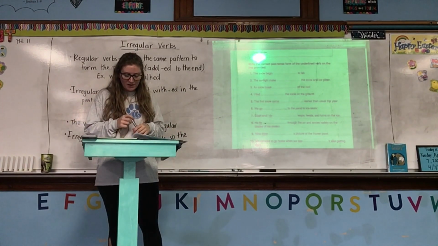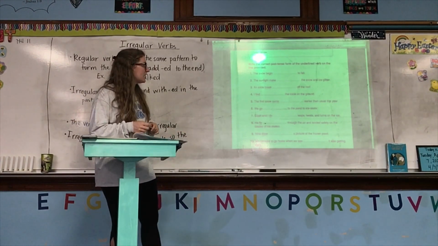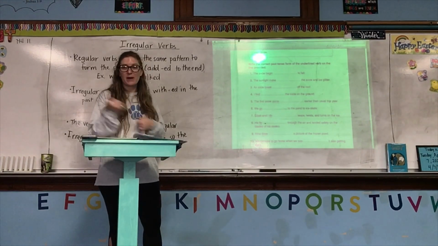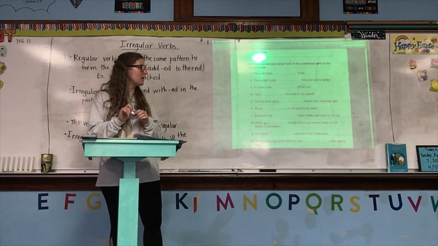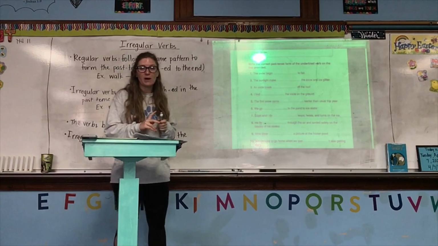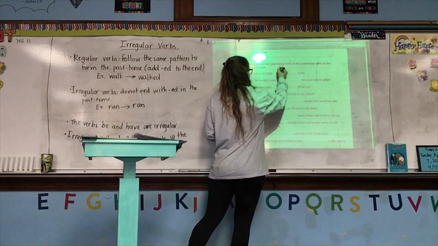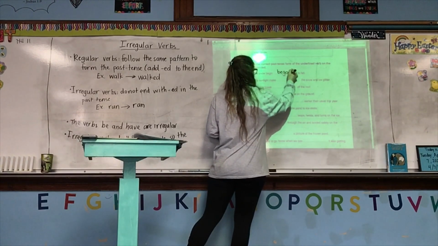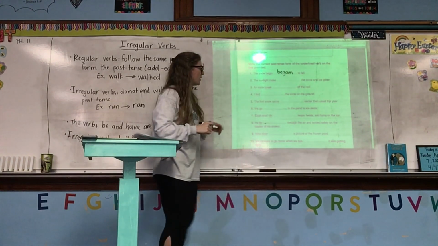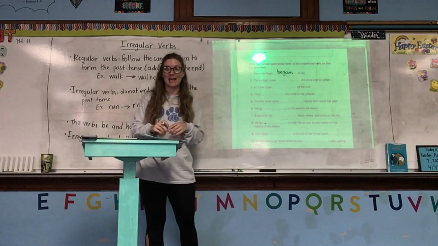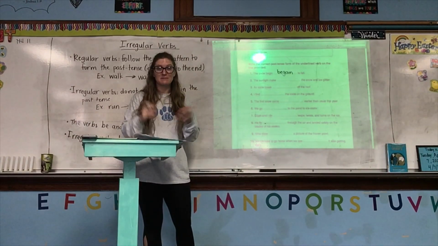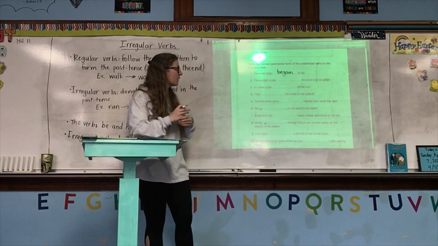So for number 1, the snow blank begin to fall. Well, we have to write it in past tense, and we don't write the snow beginned to fall. We write the snow began to fall. So we take that I and we change it to an A. That does not follow a rule. That's just what we do with this word.